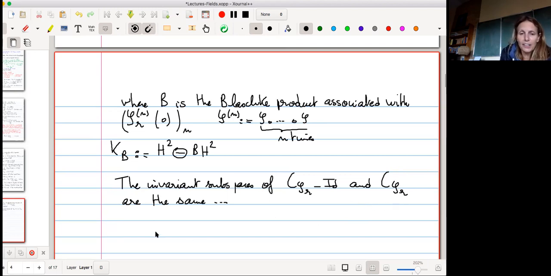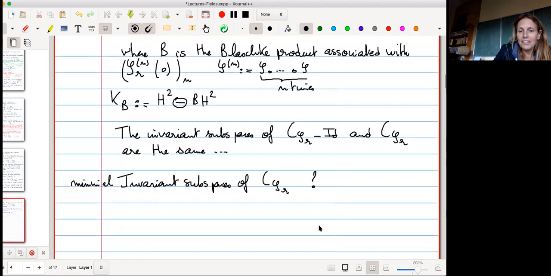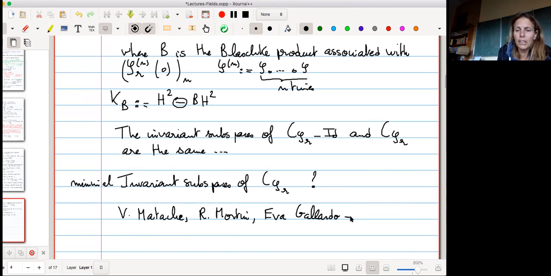Okay, so the big challenge is to understand C phi R, and not all the invariant subspaces, but the minimal invariant subspace of C phi R. So it happens to be quite a difficult problem. And there were many authors who obtained some contributions. I would like to mention Valentin Matache, Raymond Mortini, but also a joint work of Eva Gallardo together with Pamela Gorkin.